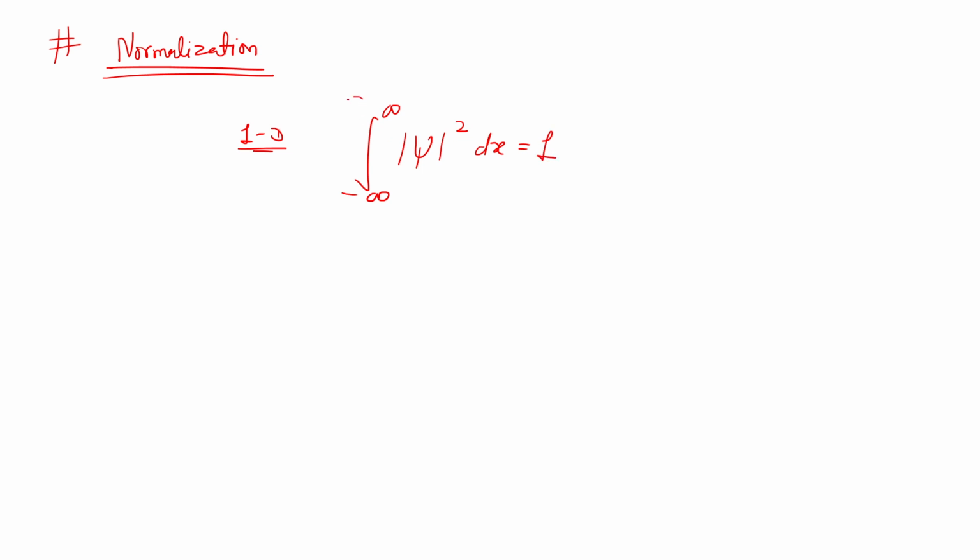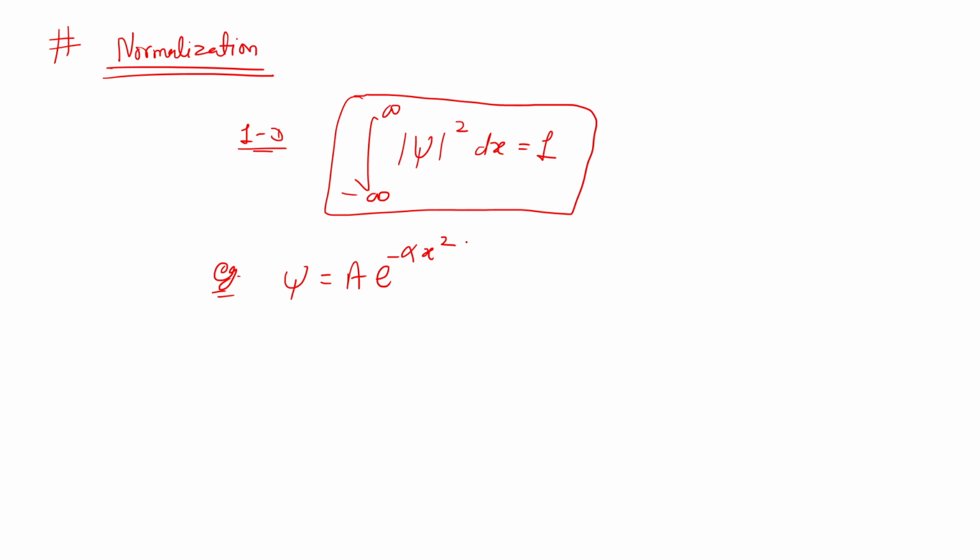So first of all, the most important thing in the wave function is normalization. Normalization of the wave function is very important. The wave function should be normalized. That means for a one dimensional system, the probability density should be equal to 1 when integrated, and if this condition is followed, the wave function will be called normalized. For example, take a wave function psi, which is A times exponential of minus alpha x square. Is this normalized or not? We have to calculate the value of A. This is called the normalization constant.